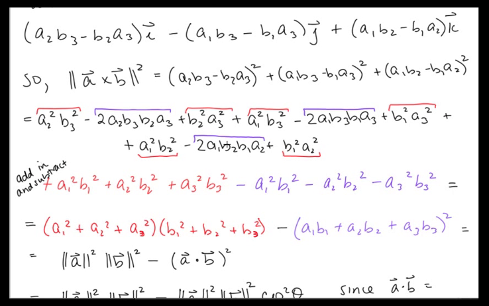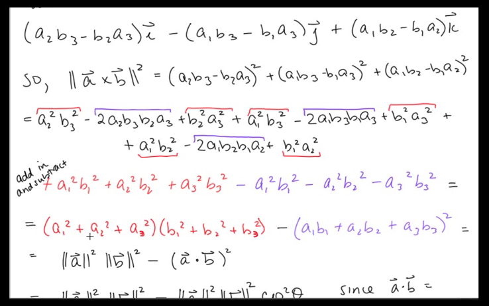And the remaining terms, along with these negative ones that we subtracted in as well, are going to give us (a1b1 + a2b2 + a3b3) squared. Again, I wouldn't expect you to think of this on your own, but now that you're seeing it, hopefully you'll be able to reproduce it.